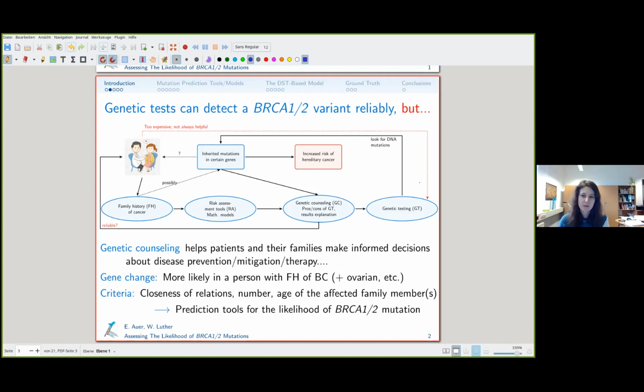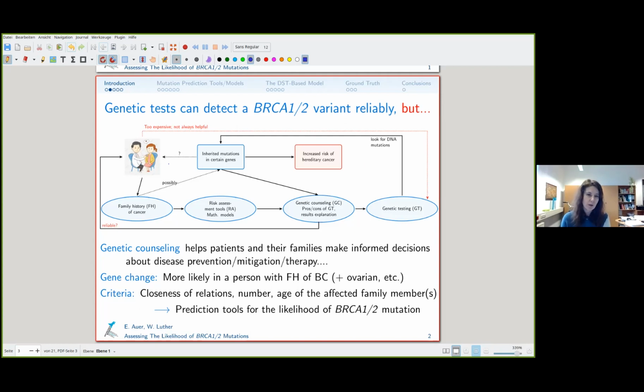The results of those genetic tests are not always helpful for everyone. For example, we can only interpret the results correctly in sometimes only 20% of the cases. So it's not always helpful even to have this. That's why the usual procedure is slightly different.